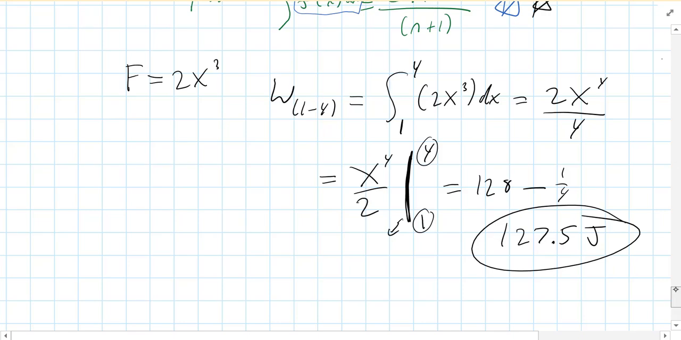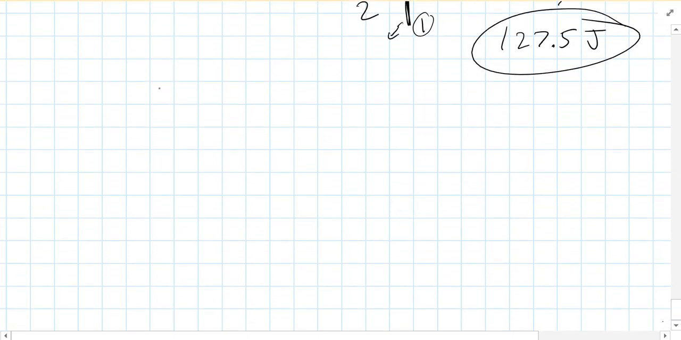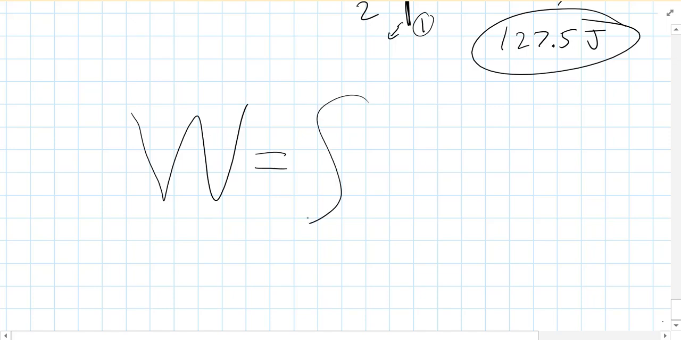So what this leads us to is a much more general definition of work. If I ask you to write down the definition of work, most general form, here's what it looks like. Work is equal to the integral, and instead of using x's, they often will use s's, from s1 to s2. That just means a path. You're moving from point 1 to point 2. The force as a function of s, dot ds.